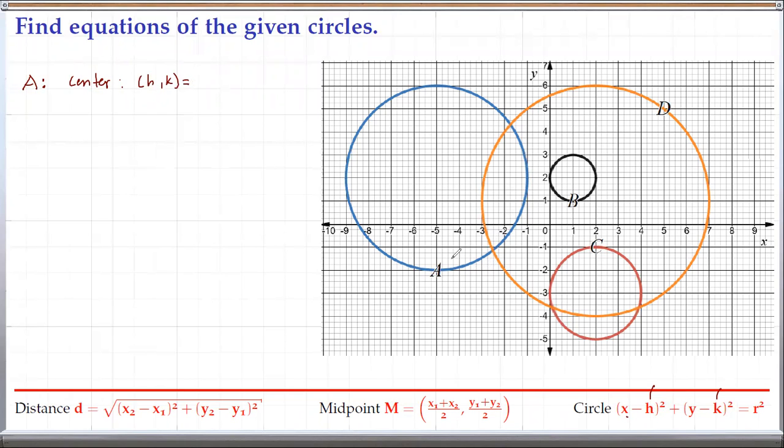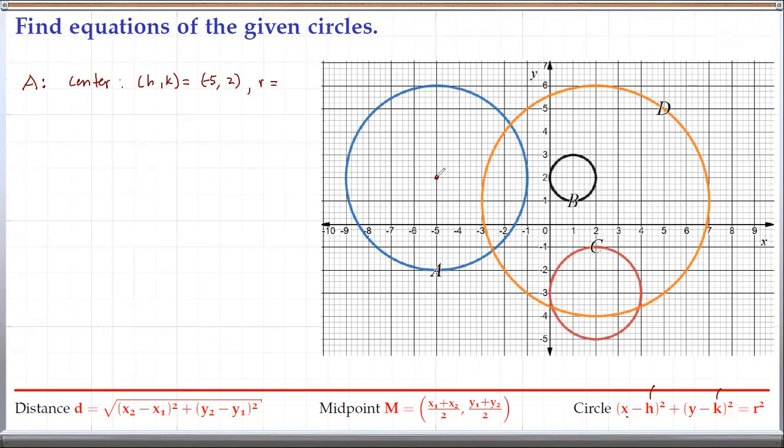In this case, looks like the center would be somewhere over here for this circle, which is the point -5, 2. So values of h and k are -5, 2. And the radius is r, so we can just find the distance. We can just count the boxes from the center to any point around the circle.